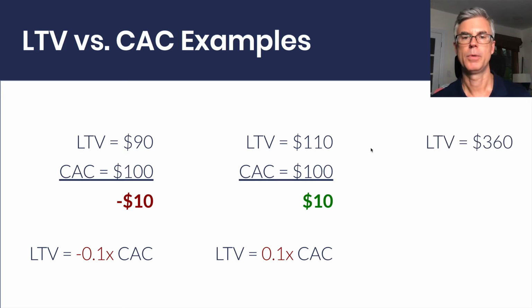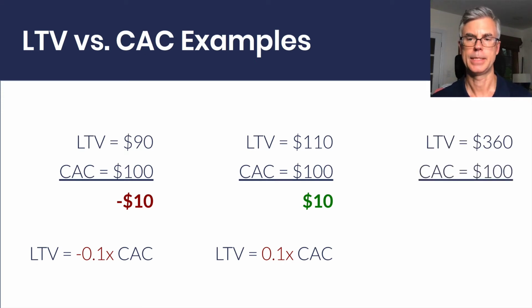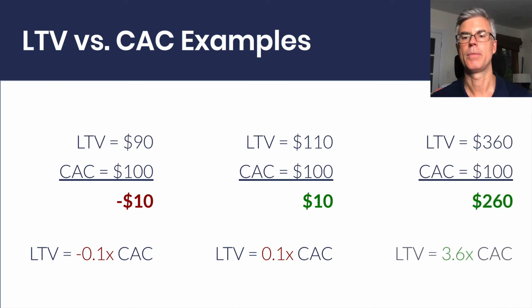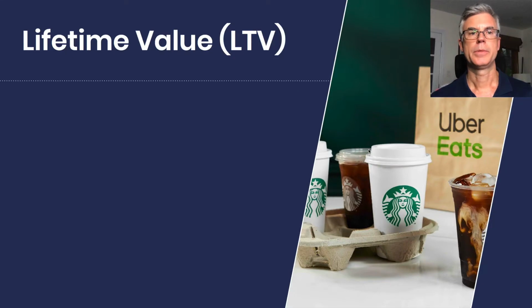In the third example, we're going to make $360 off of that same customer that we acquired for $100. So now we're in the right range. The lifetime value is 3.6 times the customer acquisition cost. So this is a much healthier zone for us to be in. So let's run through some examples.